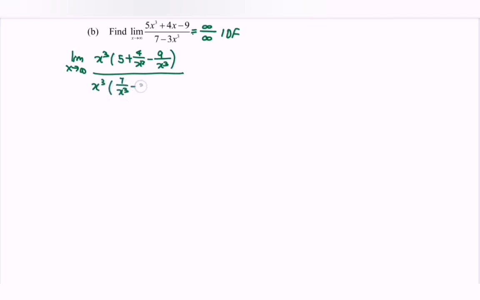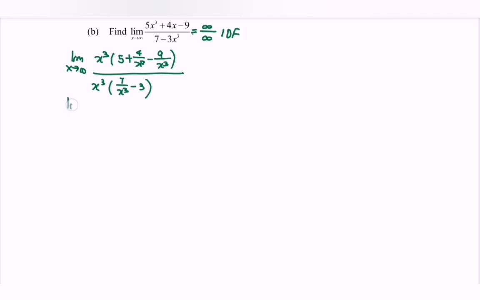Next, kindly refer to question B. Find the limit for the situation given. If we substitute, we will have infinity over infinity, which is an indeterminate form. The suggested strategy will be dividing the numerator and the denominator by the highest power of x in the denominator. For this question, we notice that we have x to the power of 3. So kindly factor out the x to the power of 3. The limit as x approaches infinity: we have x to the power of 3 times (5 plus 4 over x squared minus 9 over x to the power of 3), over x to the power of 3 times (7 over x to the power of 3 minus 3).